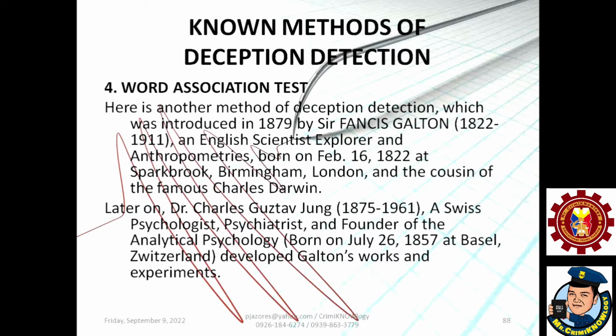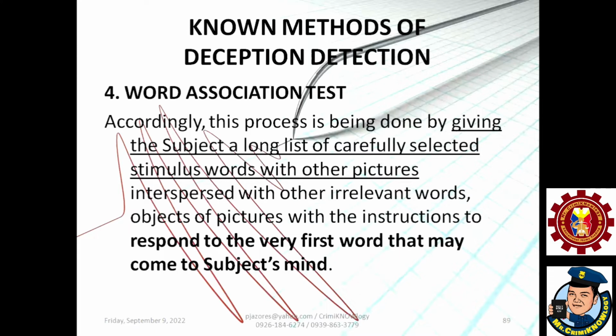And we have the fourth one, the word association test by Sir Francis Galton. This type of deception detection is done by giving the subject a long list of carefully selected stimulus words and other pictures, wherein there are also interspersed some other irrelevant words. The point here is that the list has something to do with the case.